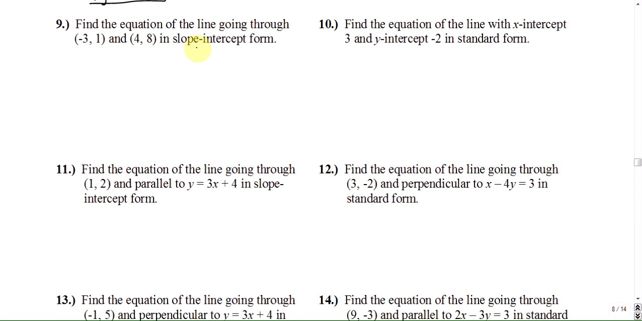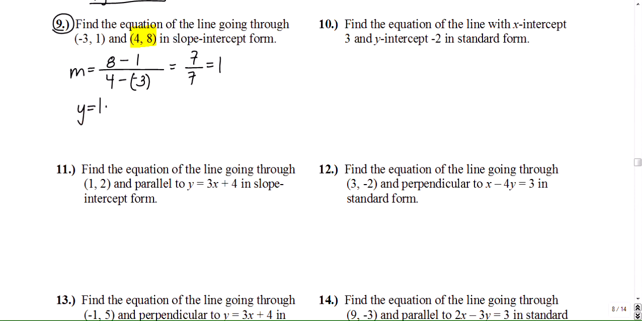Let's go to 9. Now they give us basically more work to do. They don't give us the slope. So what we're going to do is find the slope using the slope formula, like so. Again, easier said than done, you really want to make sure that you don't mess that up. Then you're going to pick a point. It doesn't matter which point. You have 2 choices, and you're going to solve for b.